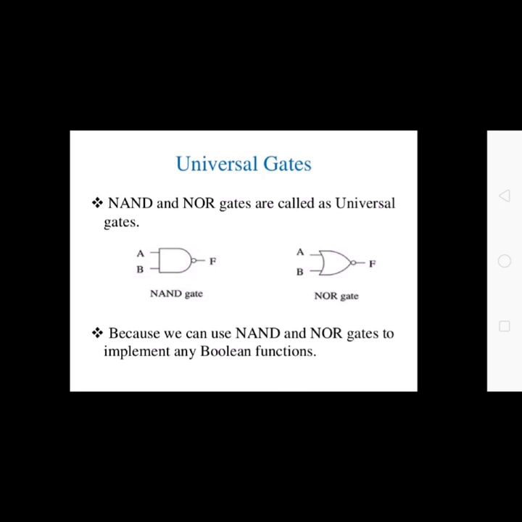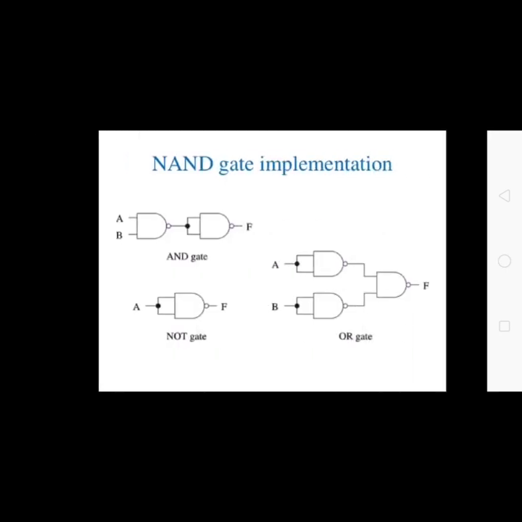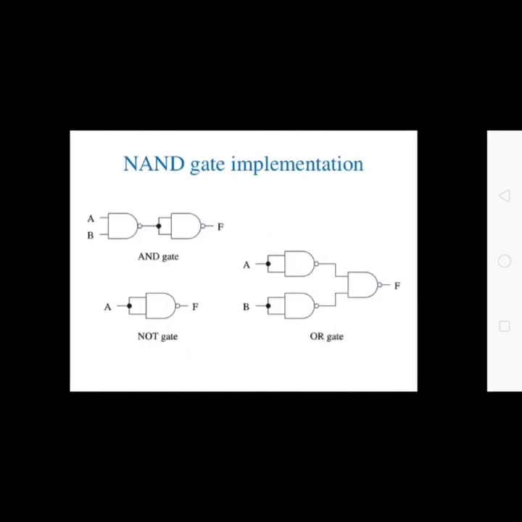NAND gate and NOR gate are also known as universal gates because using these two gates any other boolean function can be easily implemented. So this is the NAND gate implementation. We can also implement the NAND gate using De Morgan's law.